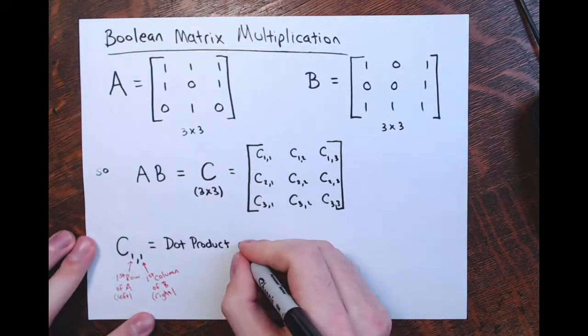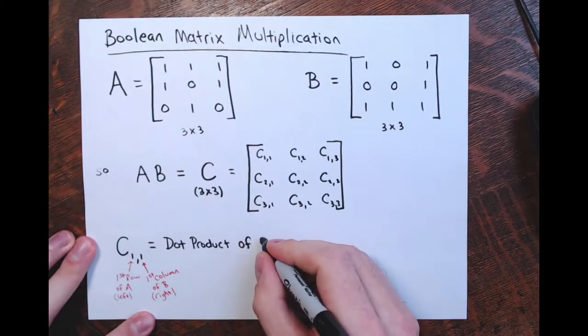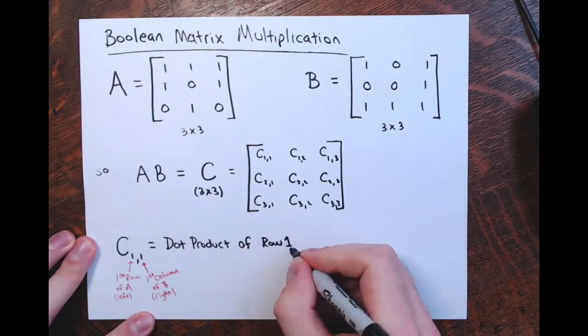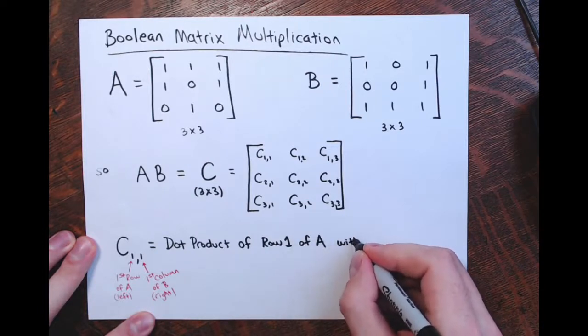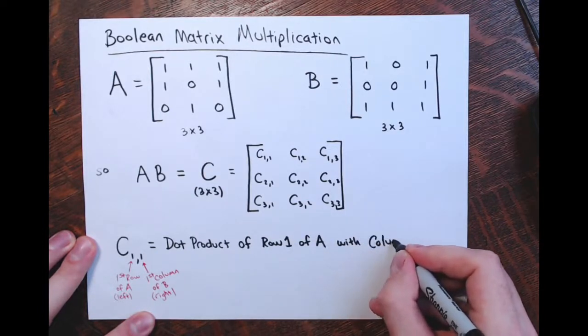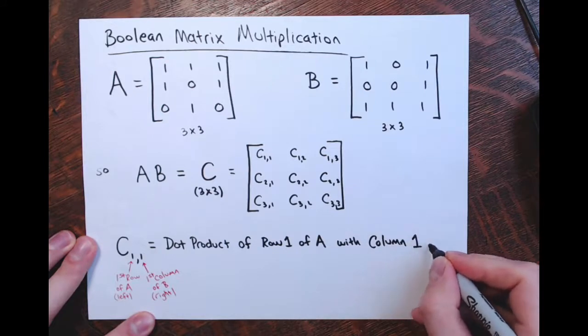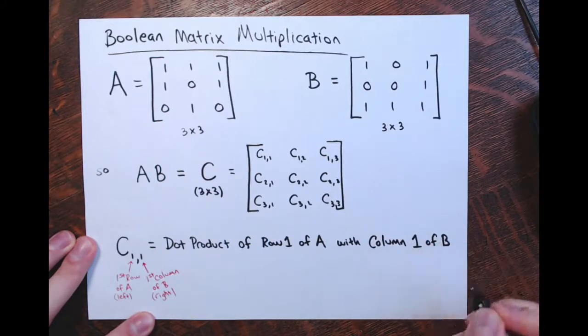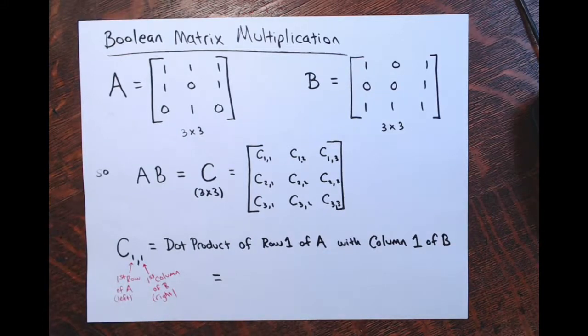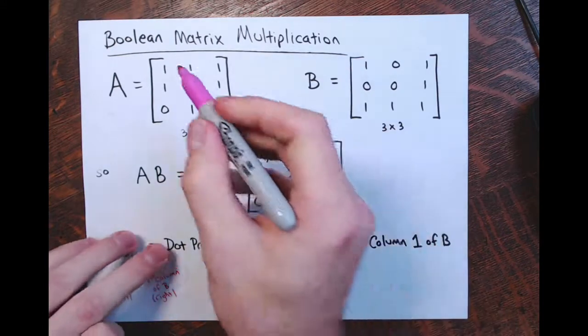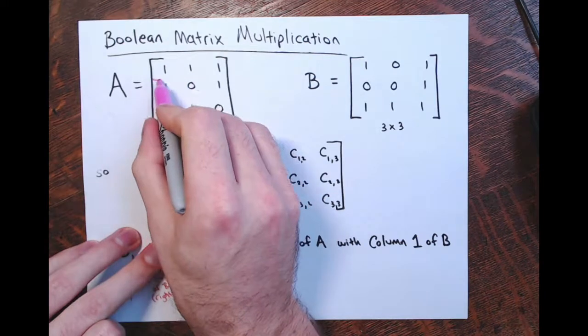So the dot product of row 1 of A with column 1 of B. And then what is that calculation? All right, so row 1 of A is this row here.